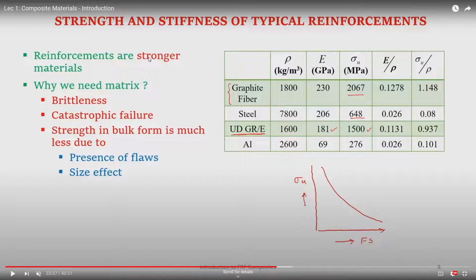So E by rho gives us the specific modulus, which is an indication of a material having sufficient stiffness but being lighter, and sigma u by rho is the specific strength, which shows that we can compare two materials having almost the same strength, but one is lighter than the other. This is important for weight applications where we want weight to be minimized. So this is what E by rho and sigma u by rho are, that means specific modulus and specific strength.